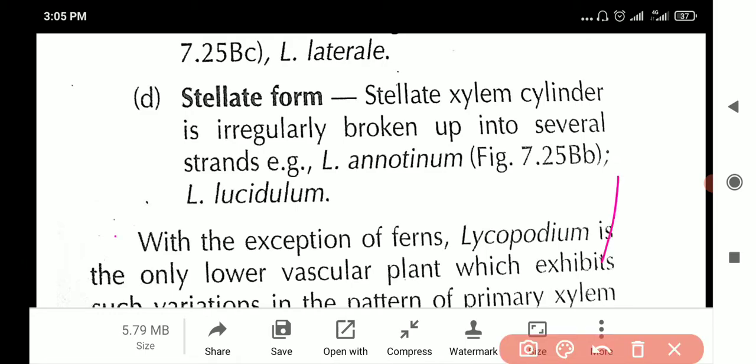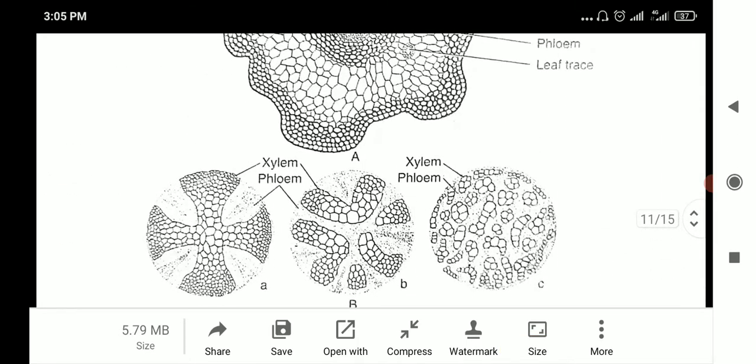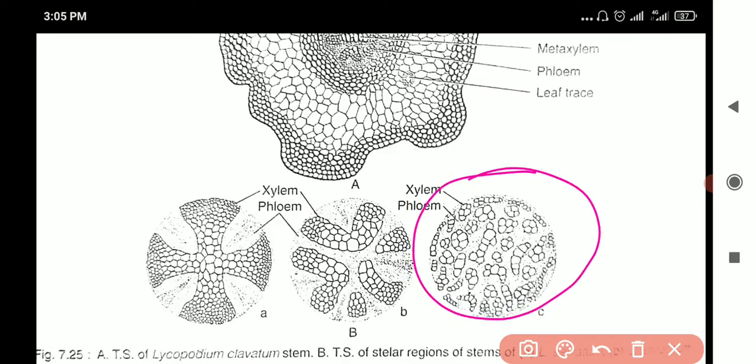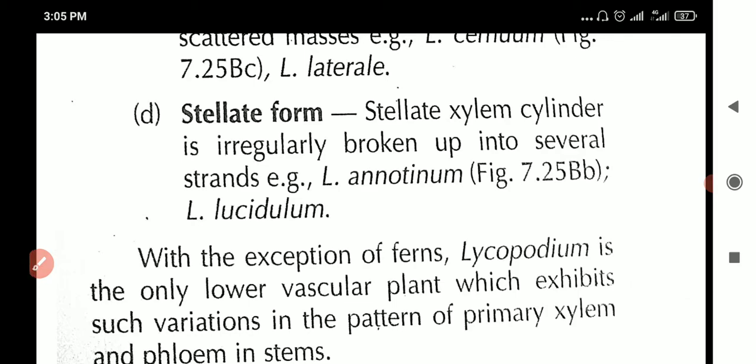So this one you haven't done. Stellate form is when the xylem is broken up into irregular pieces. Like here, girls, this is the stellate type where xylem is broken up into different pieces. There's no particular shape. Like here, we know it's a star shape. Now, this also, it's going to become a star only. This one is parallel plates. But here, there's no shape. So this is your stellate type. Example for stellate is lucidulum.